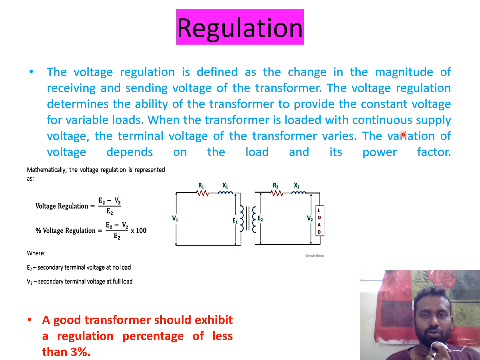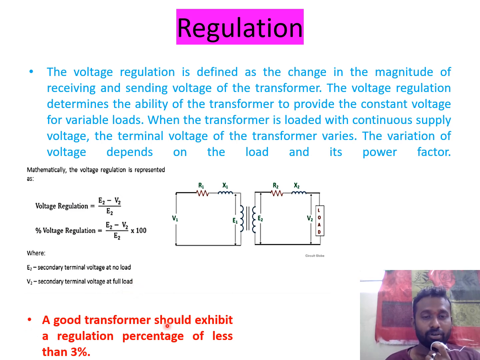When the transformer is loaded with continuous supply voltage, the terminal voltage of the transformer varies. The variation of voltage depends on the load and its power factor. So percentage voltage regulation is given by (E2 minus V2) by E2 into 100, where E2 is the secondary terminal voltage at no load and V2 is the secondary terminal voltage at full load.